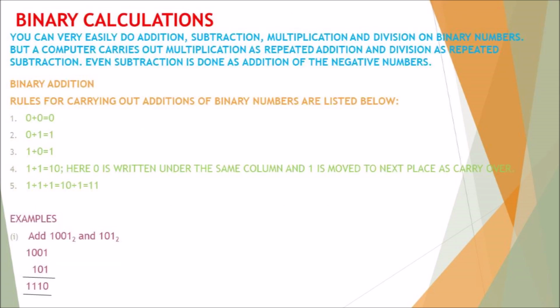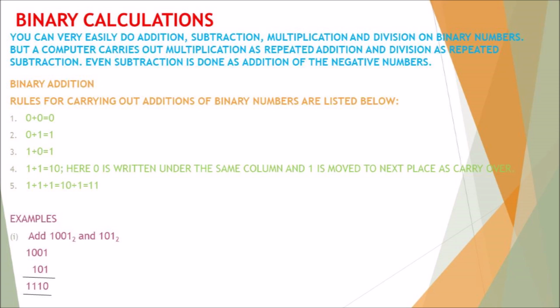Next, we are going to see binary calculation. Binary calculation comprises addition, subtraction, multiplication and division on binary numbers. But a computer carries out multiplication as repeated addition. By continuously repeating the addition process, it does the multiplication, and it does division as repeated subtraction.